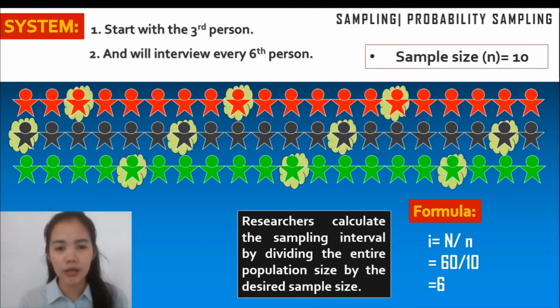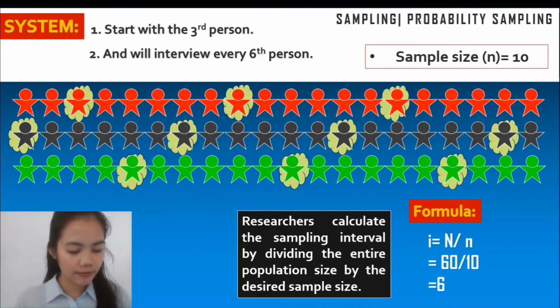Now, let us check if we meet the sample size of 10. Let us count. 1, 2, 3, 4, 5, 6, 7, 8, 9, 10. 3 from the red ones, 4 from the black, 3 from the green. So, 3 plus 4 plus 3 is equal to 10. But as you can see here, they are not equal when we look at it through their characteristics. And that is how systematic sampling works.